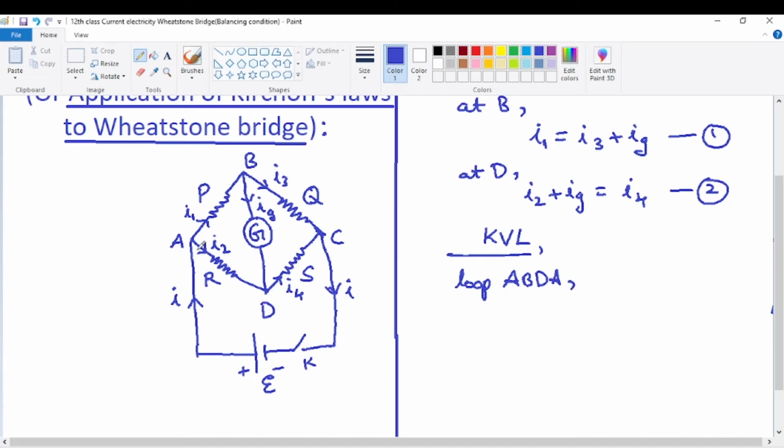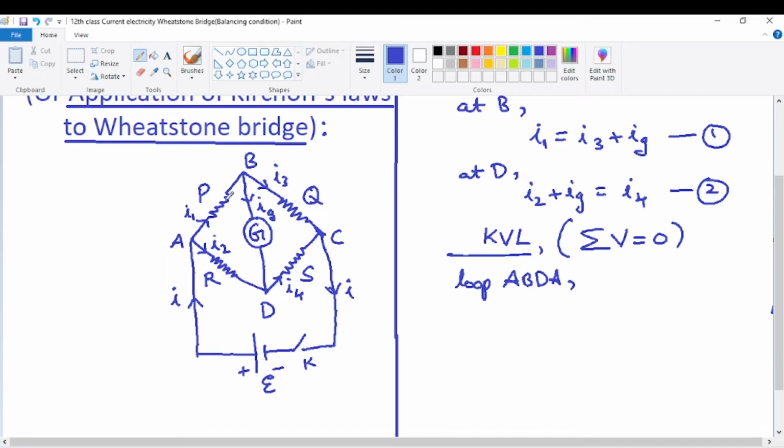ABDA means we start at A, go around the circuit completely once and come back to A. According to Kirchhoff's voltage law, in this complete traversal of the closed loop, the algebraic sum of all the potential differences is simply equal to 0. That's the main statement of Kirchhoff's voltage law. So applying that here, how many potential differences are there in this closed loop?